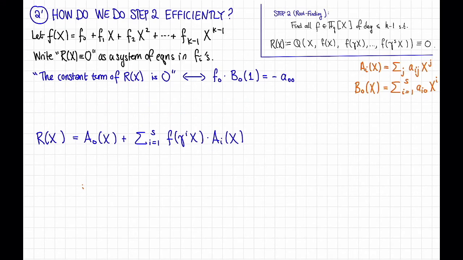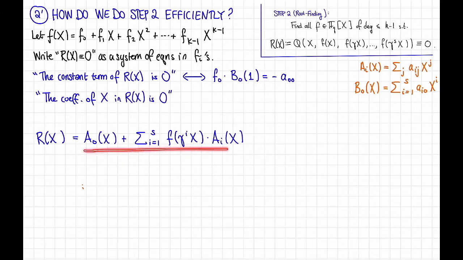And now let's consider the next sort of statement that is implied by r of x is identically equal to 0, which is that the coefficient of x in r of x is equal to 0. What does that sort of statement look like? We still have that r of x looks like this, so let's try to think about what is the coefficient on x in this term. Why don't you pause the video now and try to figure it out?